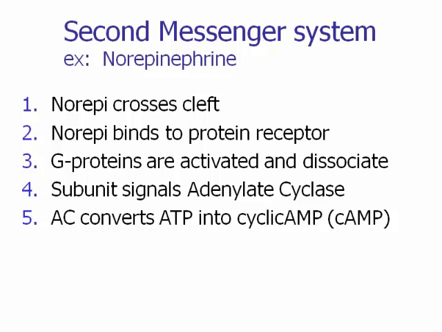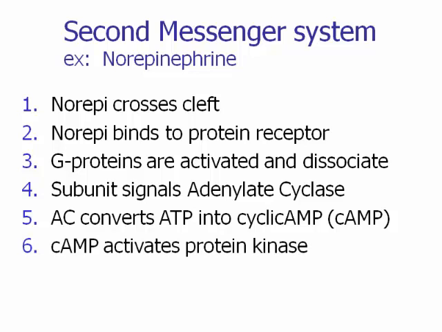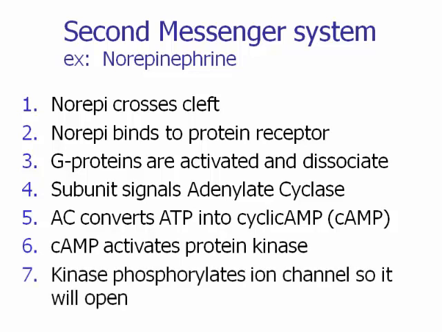Adenylate cyclase converts ATP into cyclic AMP. And a lot of people read it as little c, big AMP. We don't usually say camp, though. cAMP activates the protein kinase. The kinase phosphorylates an ion channel, so it will open. Okay, so that's the four things we did already. We did the steps of the synapse, the second messenger system, the G protein, and the ligand-operated channels.